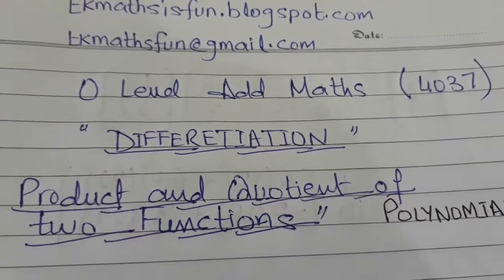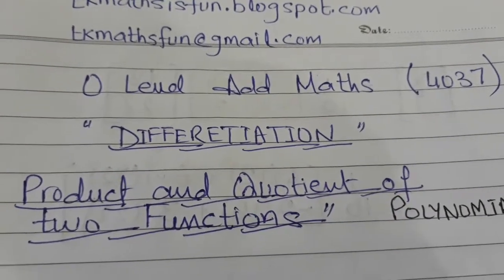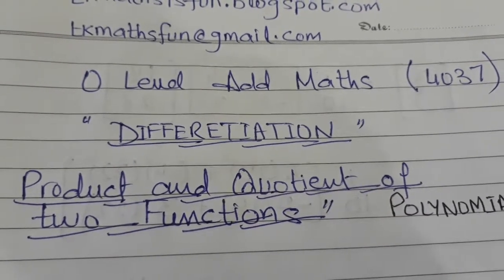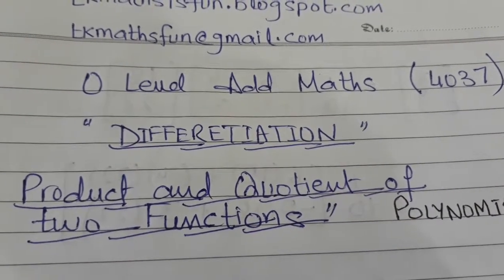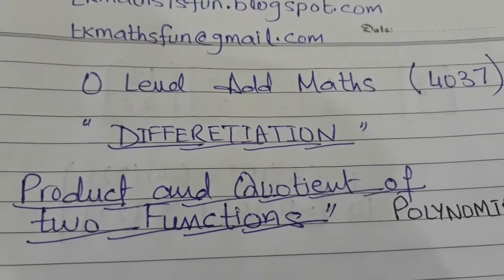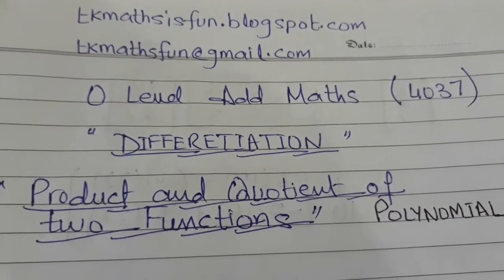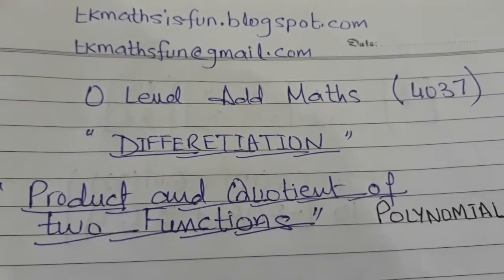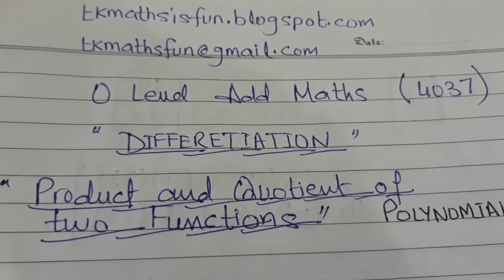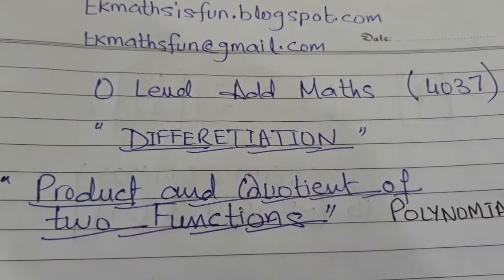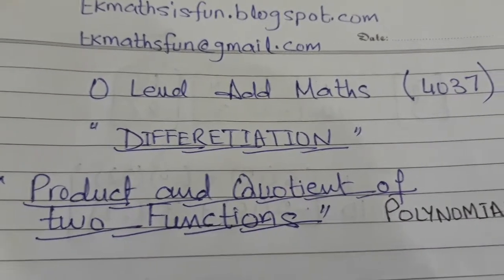Today I'll explain in this video the differentiation of the product and quotient of two polynomial functions. This is a topic covered in O-level Add Maths, and I hope you know what polynomials are. Do you? Okay. A polynomial is an expression of more than two algebraic terms, for example, 2x squared plus 3x plus 5.